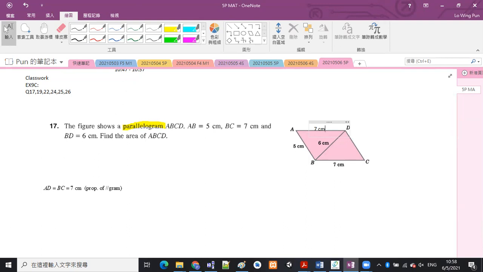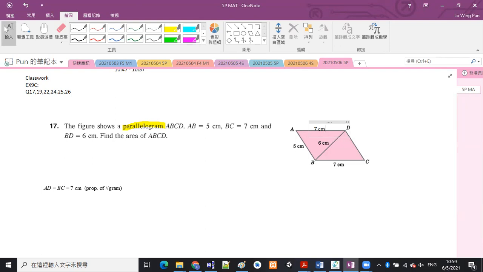But you know that this is a parallelogram. When I join the diagonal BD, then this parallelogram will be divided into congruent triangles. These two triangles are of equal area. So if you can find one of the areas, then just multiply by 2. That will be the area of the parallelogram. Can you get the idea?